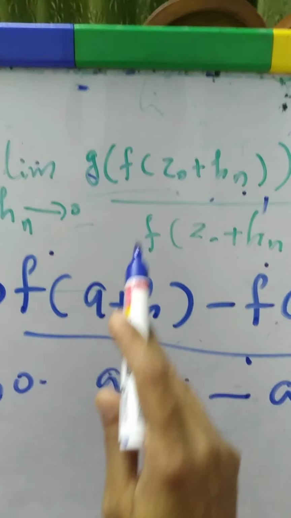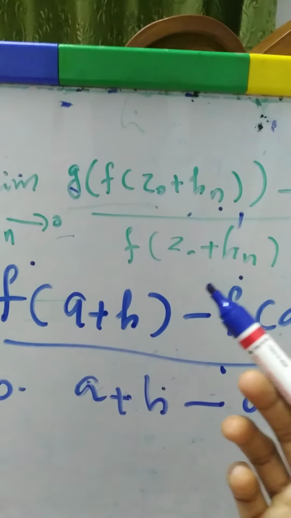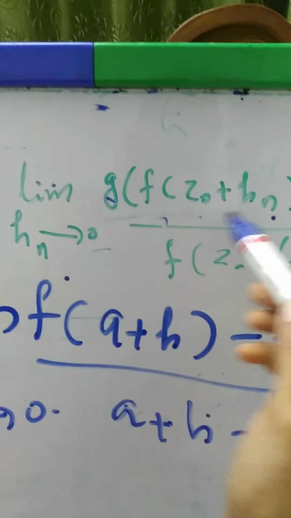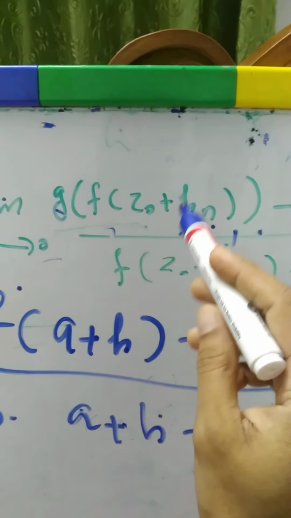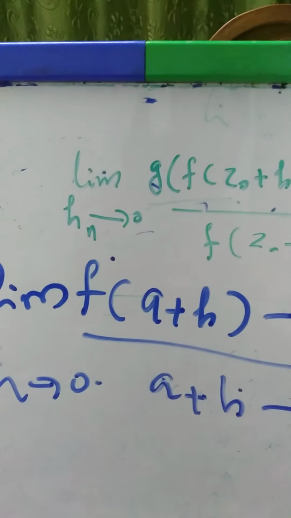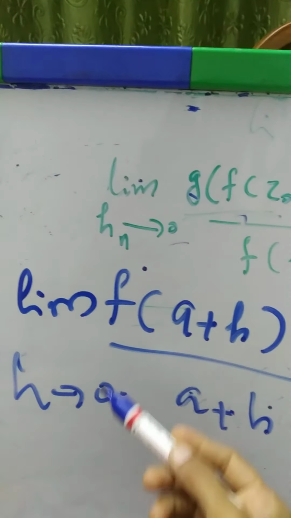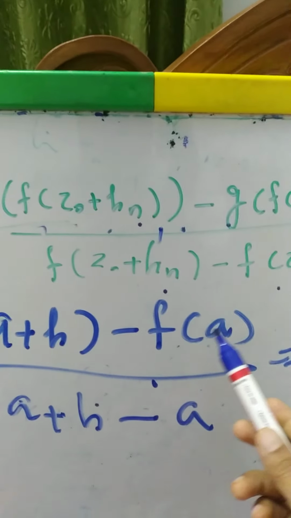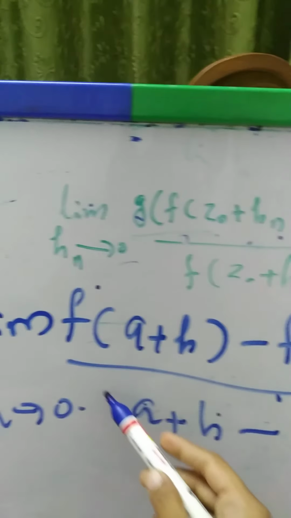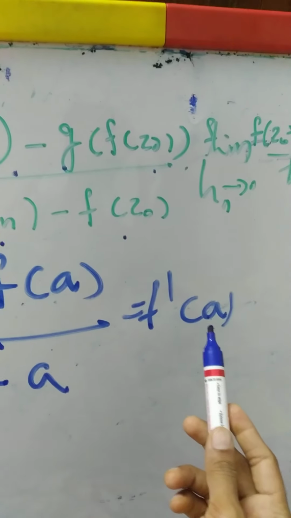definition of composition function. How can we define g composition f of x? It is equal to g of f of x. So you just apply the definition of composition here also, and also you just recollect limit h tends to 0 of f of a plus h minus f of a divided by a plus h minus a. If this limit exists, this must be equal to the derivative of f at the point a.